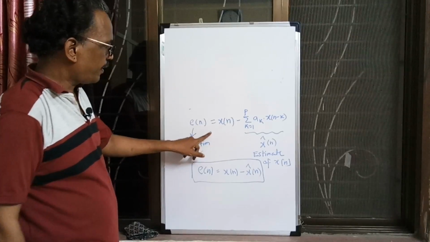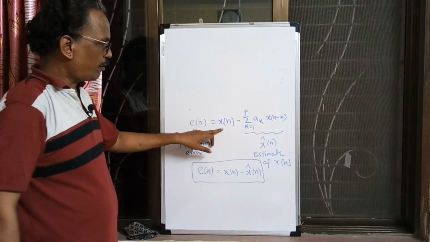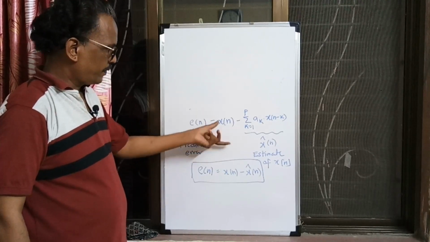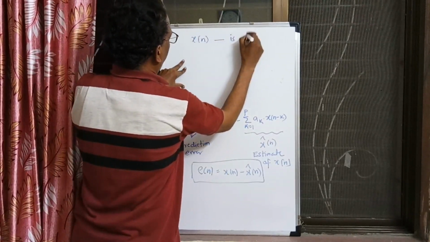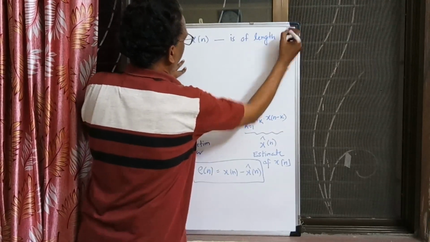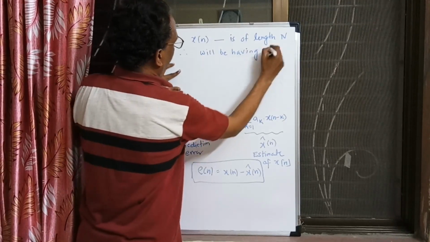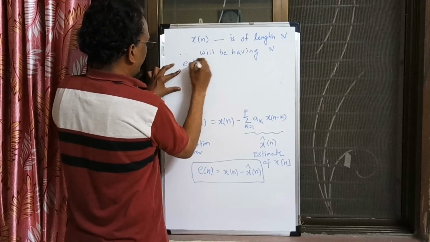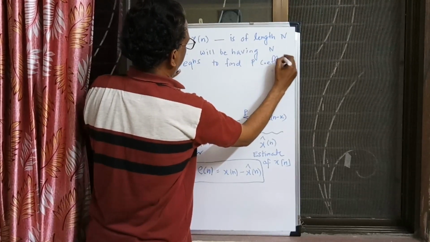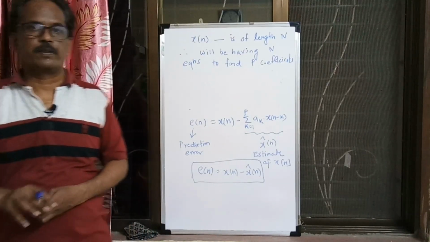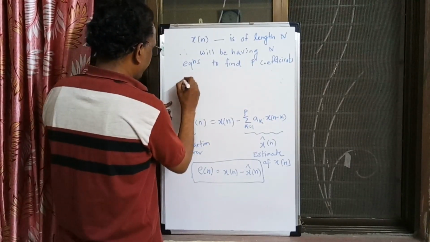Now let us expand this equation for different values of n and see how many equations we are getting. Since x of n is of length capital N, we will have capital N samples. Therefore we will have N equations to find p coefficients. Let us find these N equations. Put the value of n and just expand the summation.